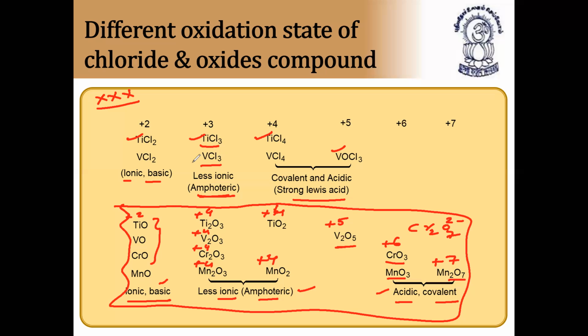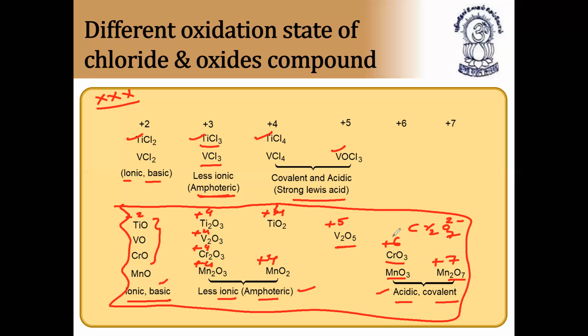Which of the following are acidic oxides? Which of the following are basic oxides? Which of the following are amphoteric oxides? Amphoteric oxides: Mn2O3, MnO2, V2O3, Cr2O3, Ti2O3, and TiO2. Basic oxides form only with the plus 2 state. So that is titanium oxide, vanadium oxide, chromium oxide, manganese oxide. And plus 6 and above, that is chromium trioxide, manganese trioxide, dimanganese heptoxide, that is Mn2O7.